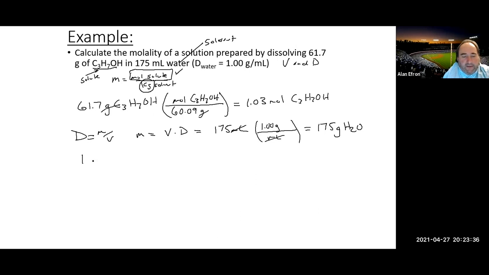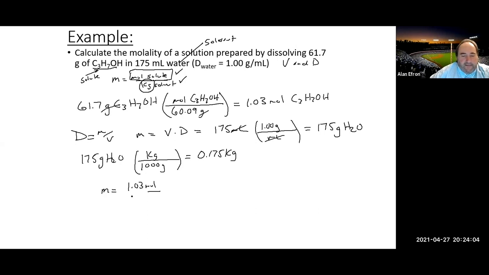We take our 175 grams of water, and there are 1,000 grams in a kilogram. So we're going to divide that by 1,000, or move the decimal point over, which gets us 0.175 kilograms. We now have the bottom part that we need. Putting both of those together gets us 1.03 moles per 0.175 kilograms.